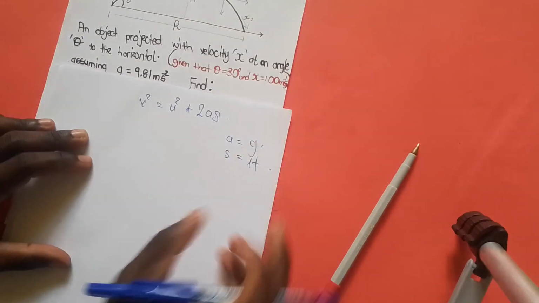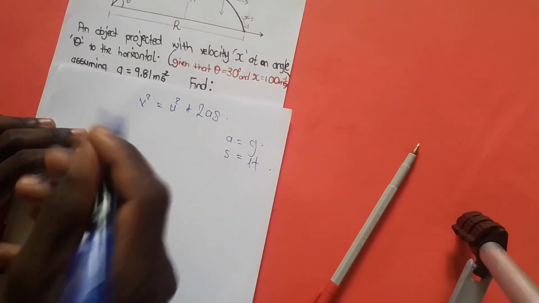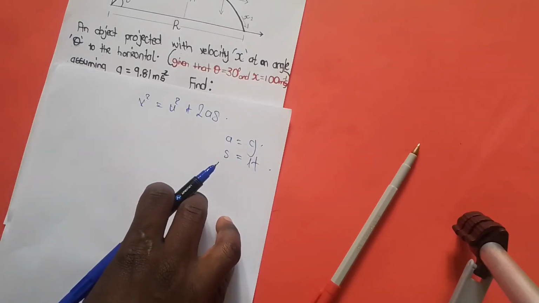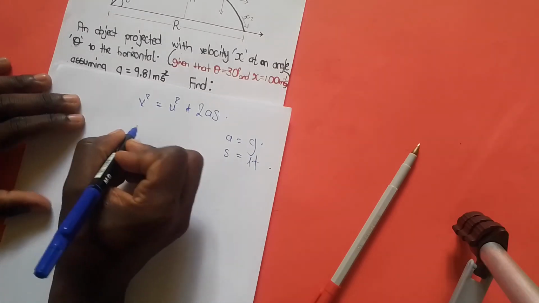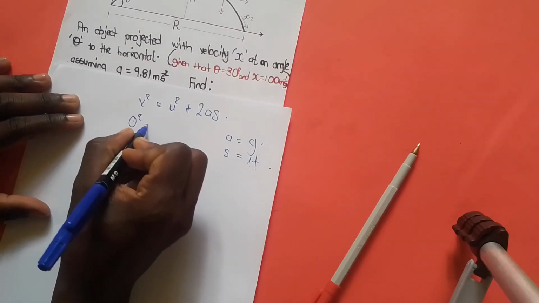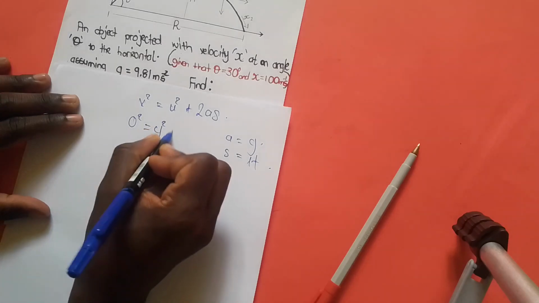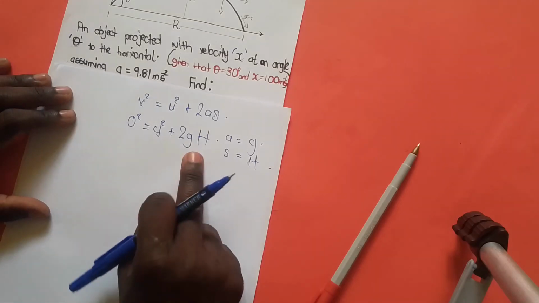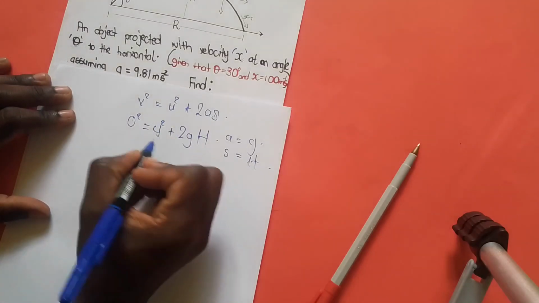So I now substitute this into the equation. There's another aspect which I almost forgot: the final velocity at the maximum height is equal to 0. So 0 squared is equal to u squared plus 2gh, h being the maximum height. Oh, this is u.